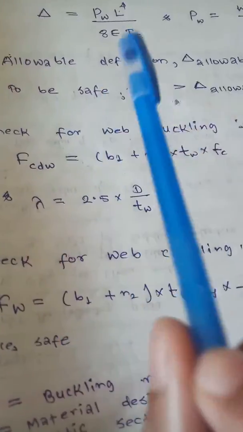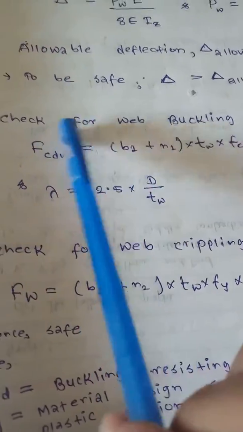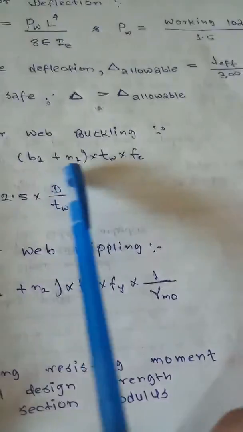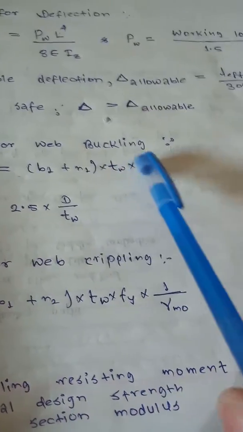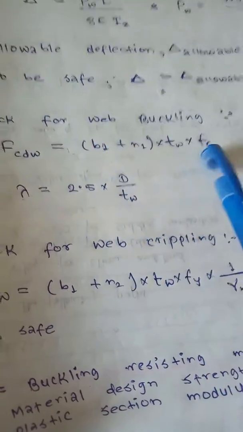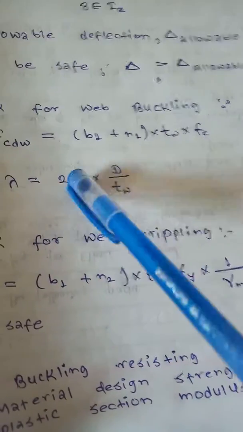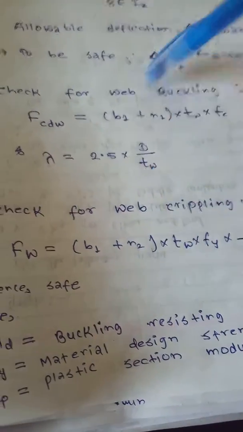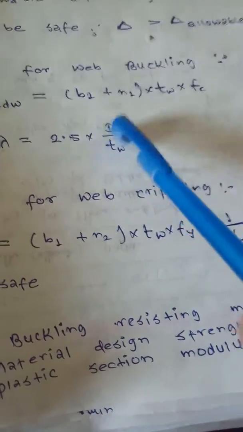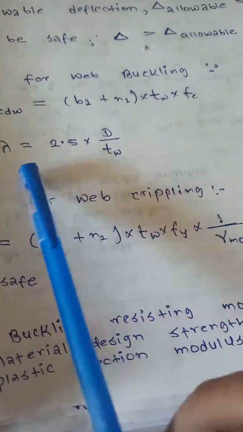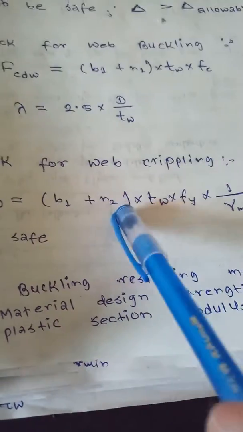Then after checking that deflection, we have to check for web buckling also. The web buckling checking formula is B1 plus N1 into T suffix W into F suffix C, where lambda is equal to 2.5 into D by T suffix W. This is the formula to check for web buckling.